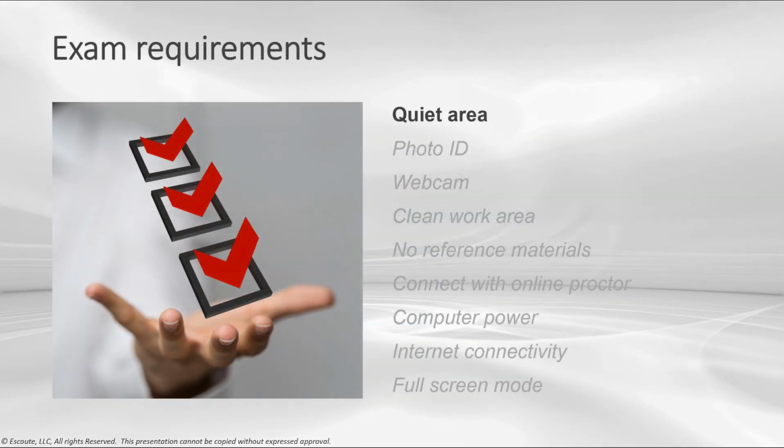Here's some things you should know before you take the exam. 1, choose a quiet area to take the exam. I would avoid using an area that has loud noises like family rooms, television rooms, those kinds of things. And of course, public places like coffee shops and restaurants. You need to have a valid photo ID. That name on the ID must be the same that appears in your ISACA profile.